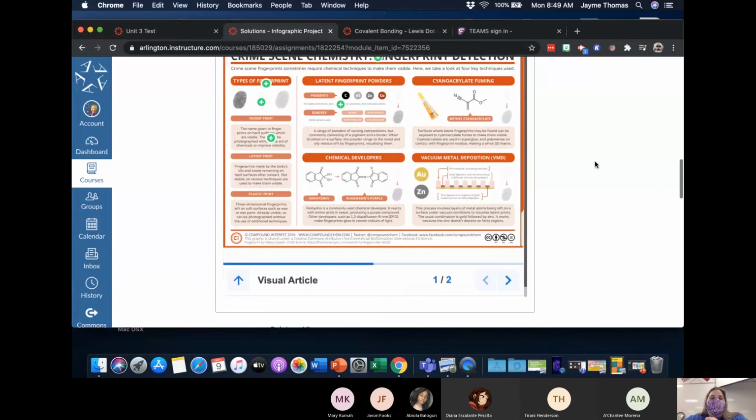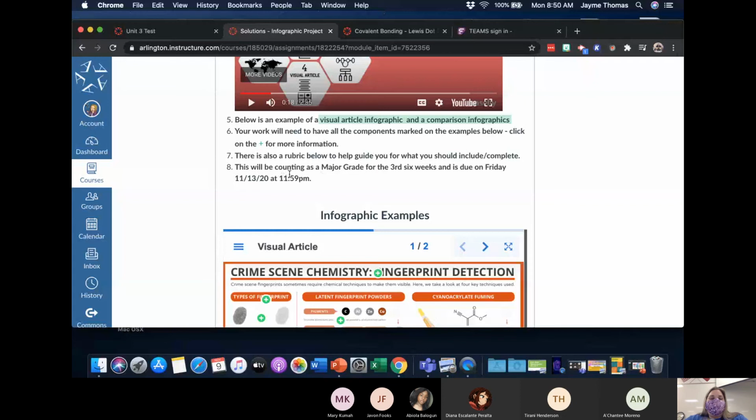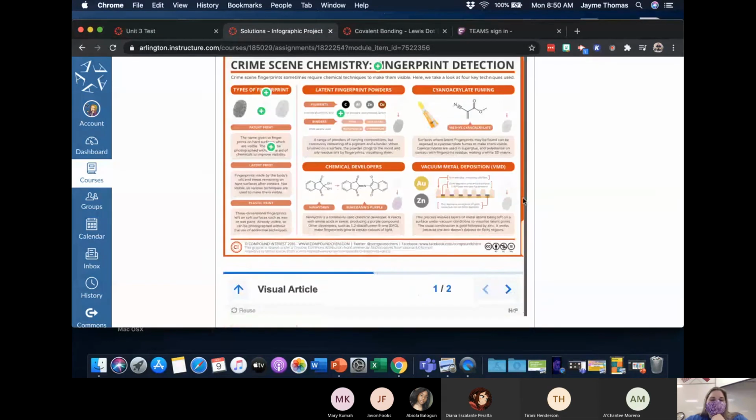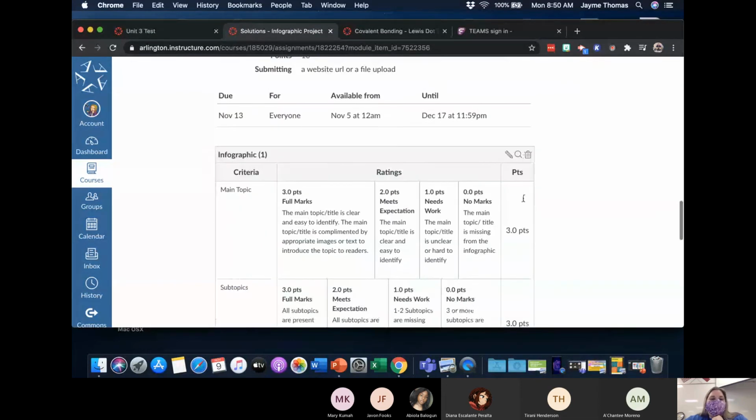Okay. And then the last thing is there is a rubric down below that shows you kind of how you're going to be graded. So if you want to make sure you're referring to that. And then this is going to be counted as one of our test grades, a major grade for this 6 weeks. And you have this week to complete it. It's going to be due on Friday night right before midnight. Okay. And then the rubric down here, you can kind of see that.